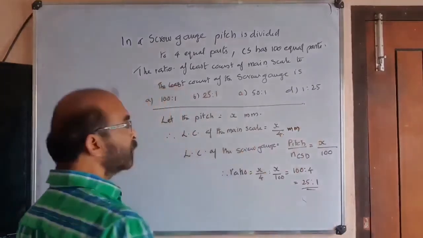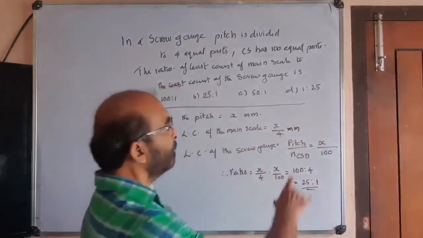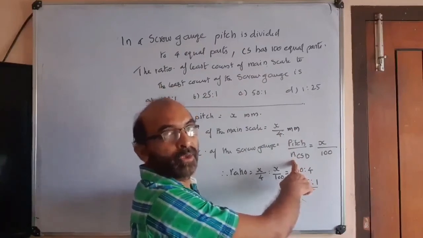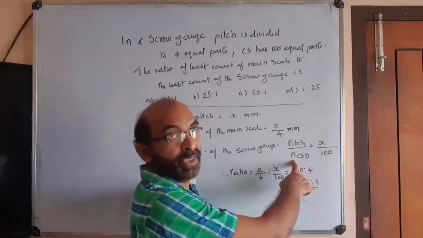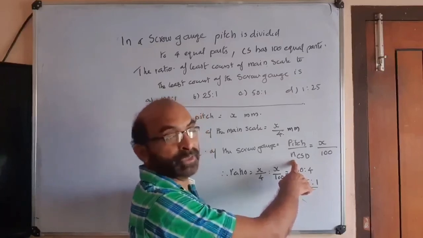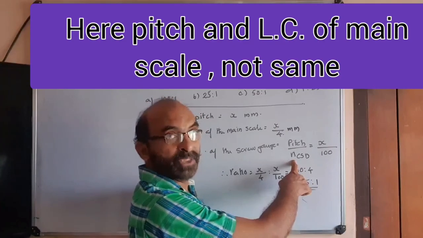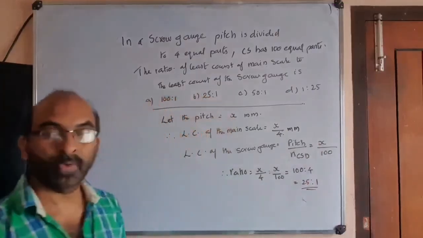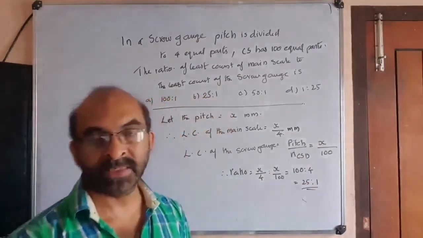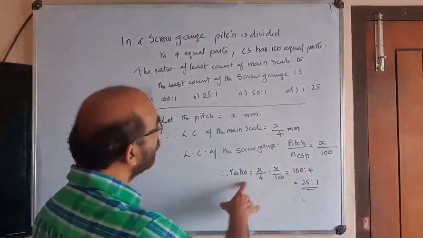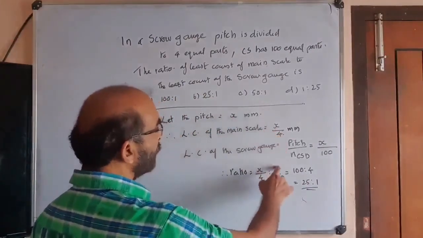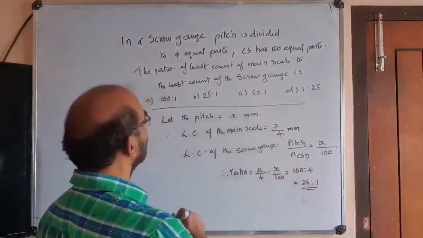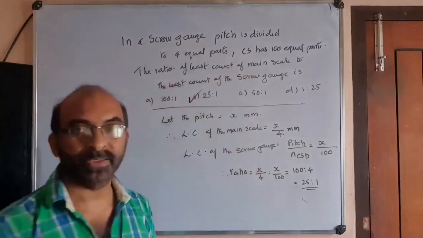Now, least count of the screw gauge. What is that equation? Pitch divided by number of circular scale divisions. Not the main scale least count divided by number of circular scale divisions. No, it is pitch divided by number of circular scale divisions. So, x by 100, because there are 100 equal divisions in the circular scale. So, the ratio x by 4 is to x by 100 is equal to 100 is to 4, which is equal to 25 is to 1. So, B is the answer.